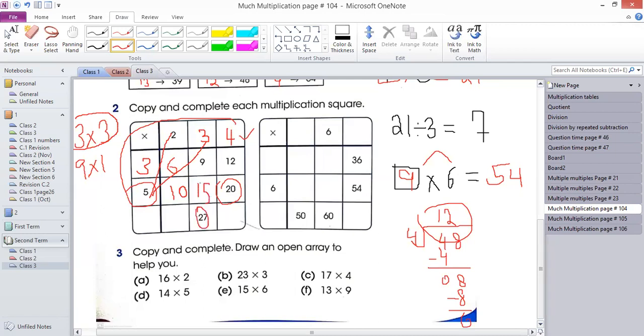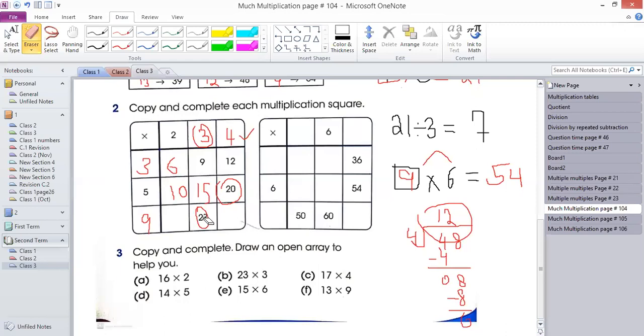This is 27 and this is 3. We don't know that number. So divide 27 by 3, because we know this number when multiplied by 3 will give 27. So which number multiplied by 3 is 27? 9 multiplied by 3 is 27.